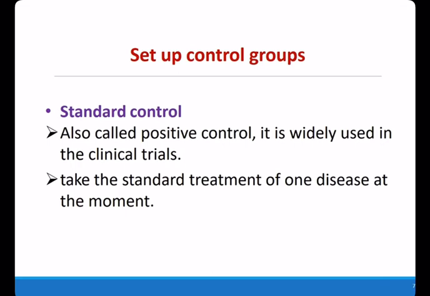Standard control, also known as the positive control, is widely used in clinical trials. Patients will take the standard treatment of this disease when they are enrolled in our clinical trial. Giving this treatment is in accordance with the ethical requirement of the clinical study. If an acceptable standard treatment is available, then the control group must be treated with this. It would be unethical to withhold that. And this is compared with the new experimental treatment.